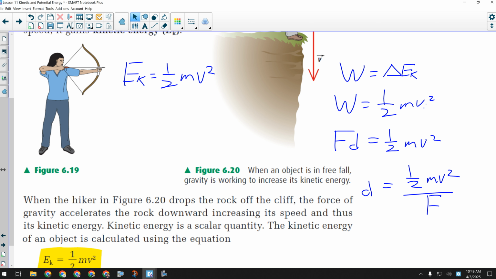Here's the problem. Because v is squared, it has an exponential relationship with how far it will take me to stop. If I double my speed, I don't have twice as much kinetic energy. I have 4 times as much. It's an exponential relationship. Okay? If I double my speed, 2 squared is 4. If I triple my speed, how much more kinetic energy will I have?